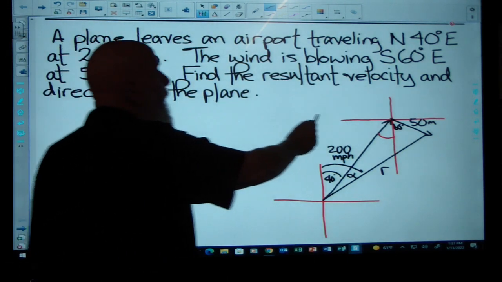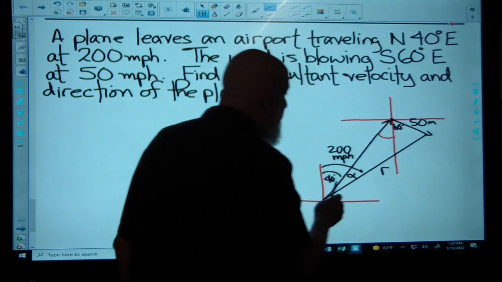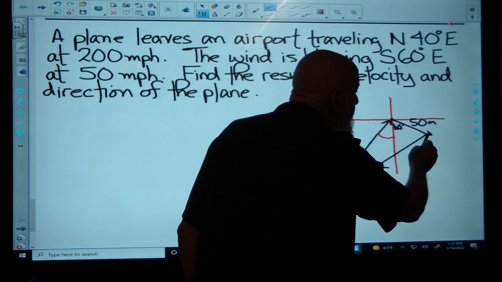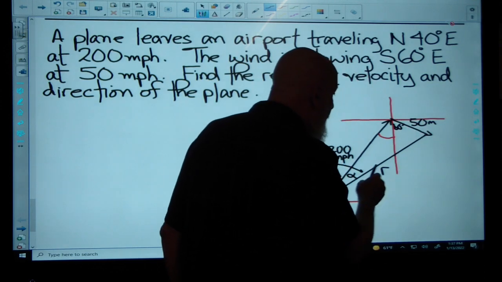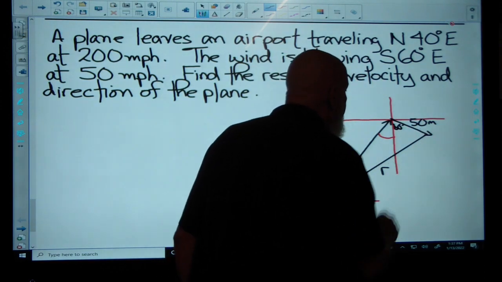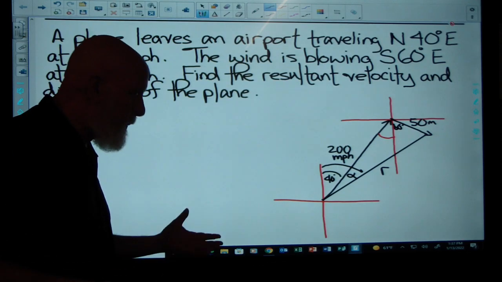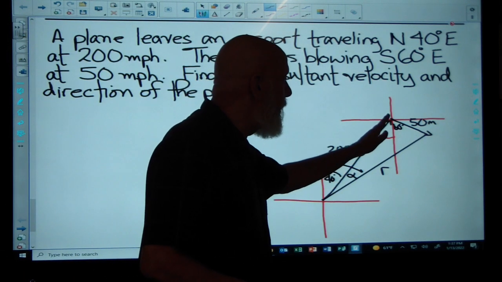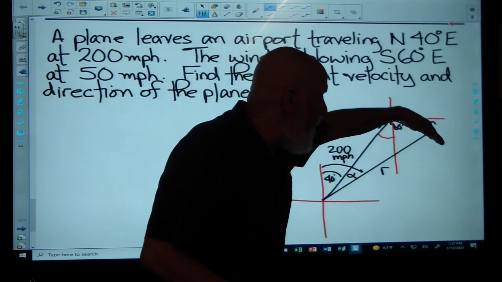And it's going 50 miles an hour. That's the wind. So my resultant vector goes from the tail of the original to the tip of the wind, and that will give me the resultant vector of the actual speed and direction that the airplane is flying. Here's where it would be flying in still air, but the 50 mile an hour wind comes into play.